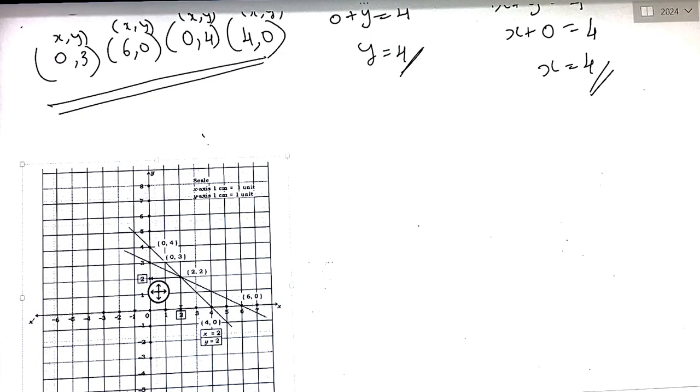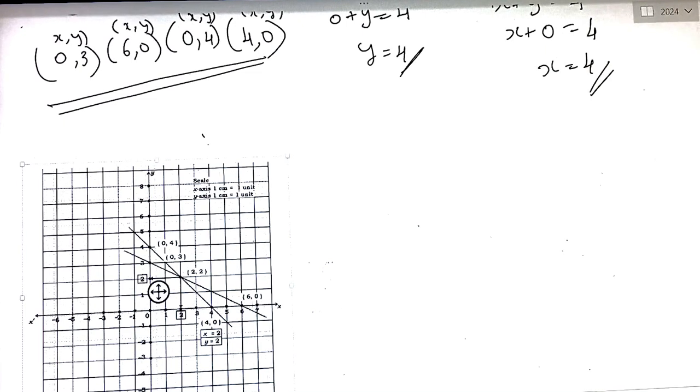Next is 0 and 4. x-axis 0, y-axis 4. So here I have marked 1 point. The last one is x-axis 4, y-axis 0. That means here is 1 point. Now we need to join these points with lines. When we join these lines, we get a point where the 2 lines intersect. Okay, so the point is 2, 2. So this is the point.